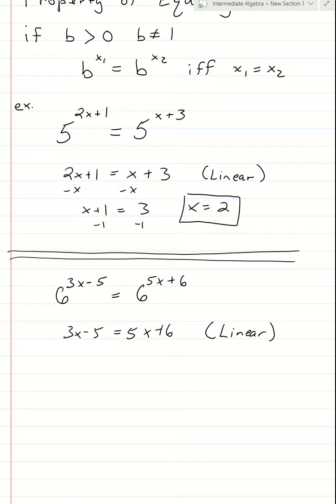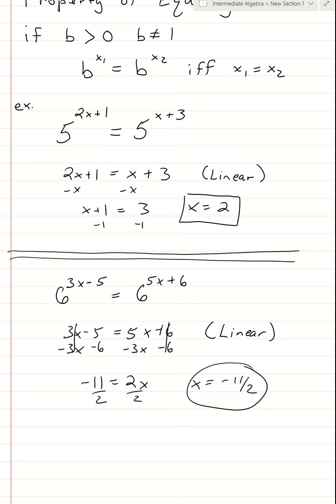And if we want to solve this for x, I'm going to subtract the 3x over, as well as subtract the 6 over, giving us now a negative 11 equals a positive 2x. And now to solve for x, you'd have to divide both sides by 2, in which case we would get x equals negative 11 halves. That would be your solution to that exponential equation. That's using, once again, the property of equality.